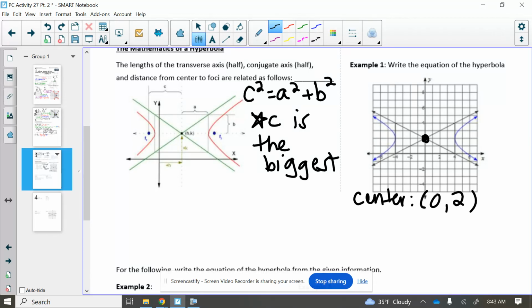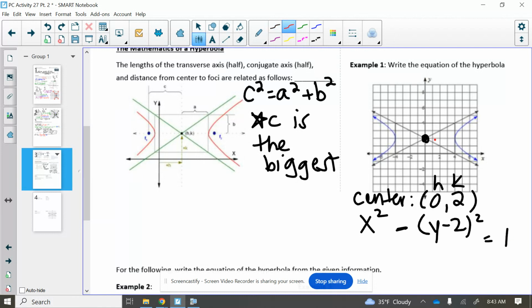So we know when we plug this in, the center, the h and the k, are 0 and 2. This is opening horizontally, so our x value is coming first. So you can either write x minus 0 quantity squared, or you can just write x squared, since we know x minus 0 is just x squared. And then this time again, minus y minus that k value quantity squared equals 1.